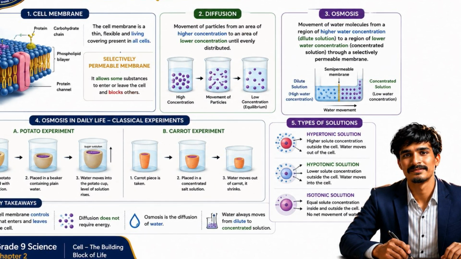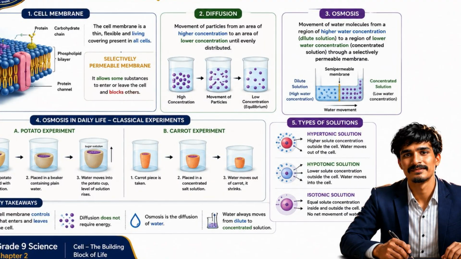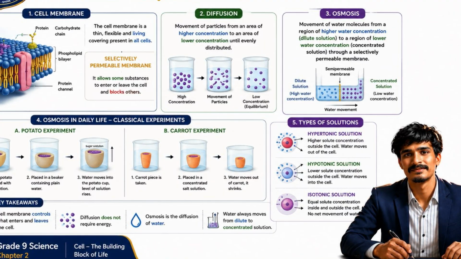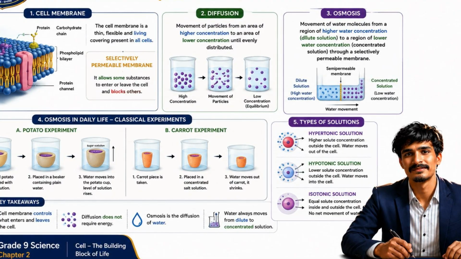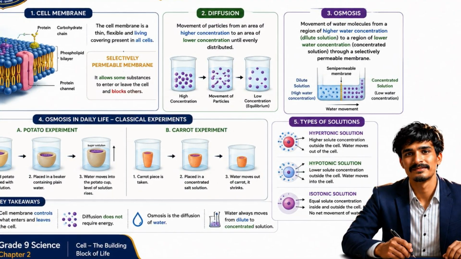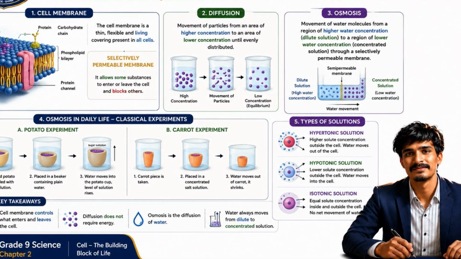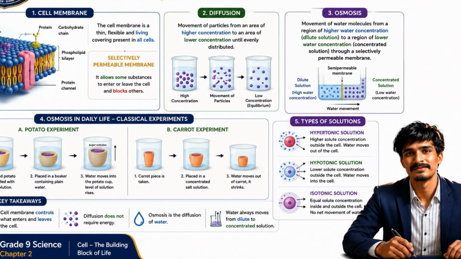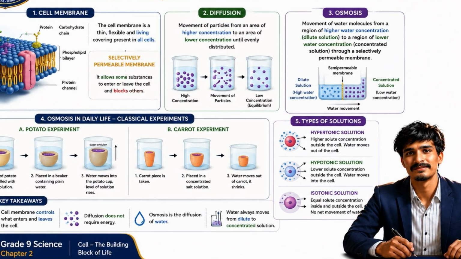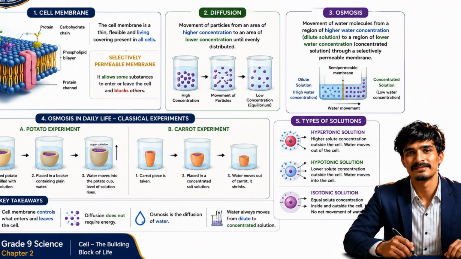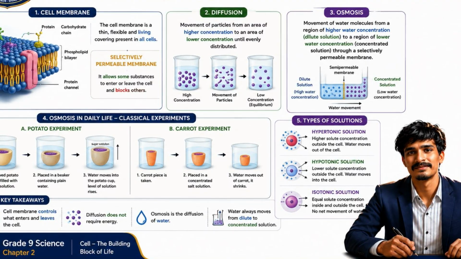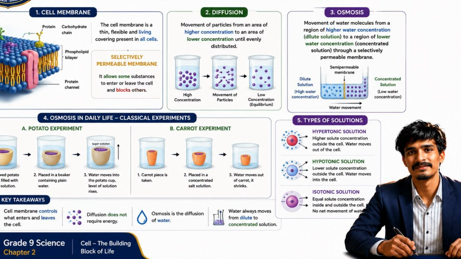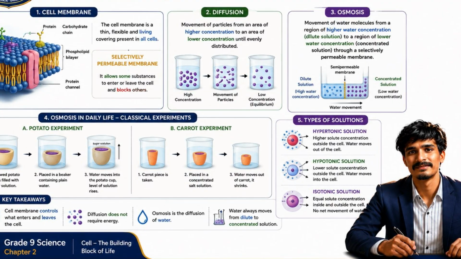The third is an isotonic solution. An isotonic solution has the same concentration of dissolved substances as the cell. In this condition, water moves into and out of the cell at equal rates. Therefore, there is no net change in the size of the cell. Students, these three terms are very important for understanding water balance in living organisms.